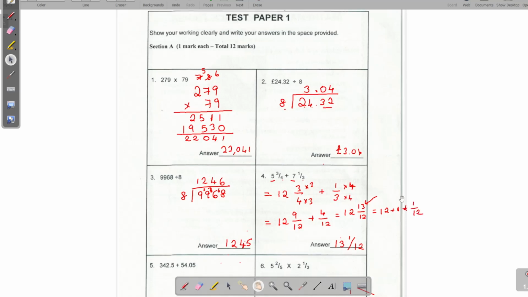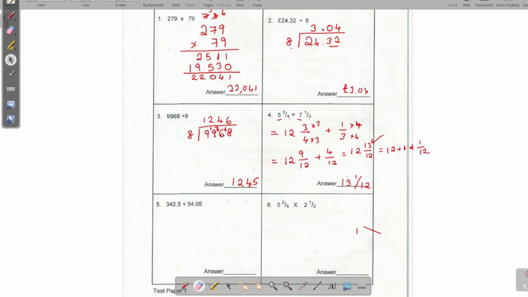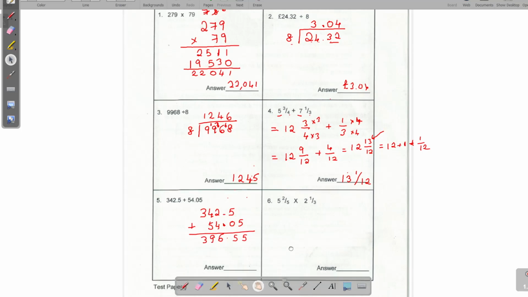Next question. Question 5 is just decimal addition. So you just have to make sure the decimals line up when you add. The decimal points have to line up. So you need to make sure that you write it this way. Now we can do normal addition. So 5, 5, 4 plus 2 is 6, 9, 396.55.